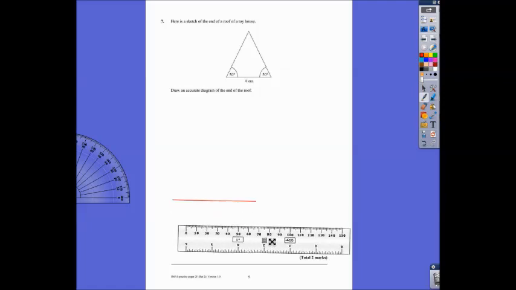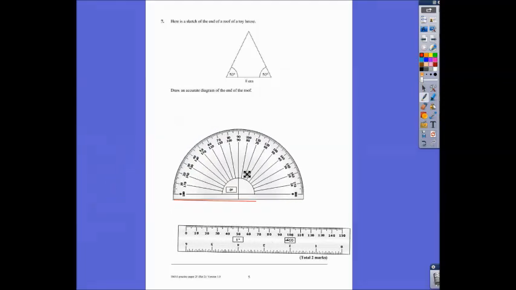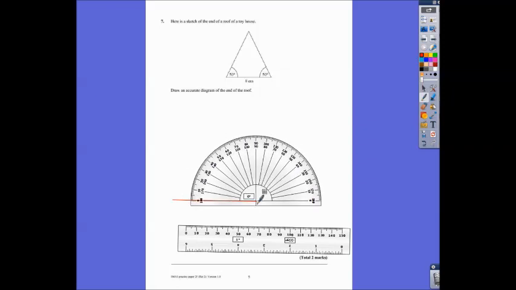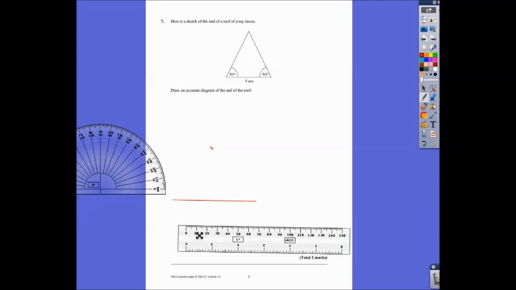You can then get rid of the ruler. We then need to get our protractor, put it at the end, so the crosshair is right in the centre and right on the end of that line, as accurately as you possibly can. We then need to measure to 50 degrees, which is just there, and we can draw that line in. Again, we can use our ruler.